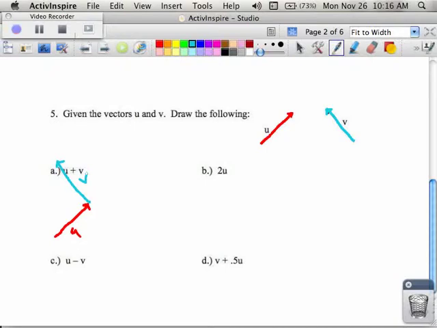So vector u ended in the red, and vector v began where it ended. My answer is neither of those two things. My answer is the resulting vector that begins where I started and ends where I ended. So the purple is my answer to the question, what is vector u plus v?